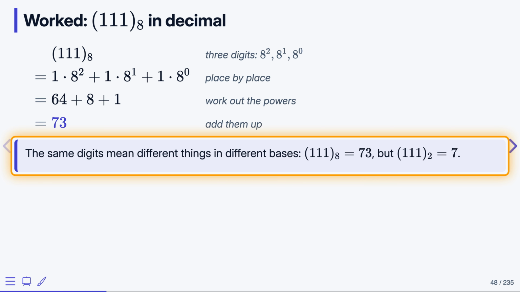Now notice something. The same 3 digits mean different things in different bases. 111 in octal is 73, but 111 in binary is only 7. The digits alone are not enough. You must know the base.